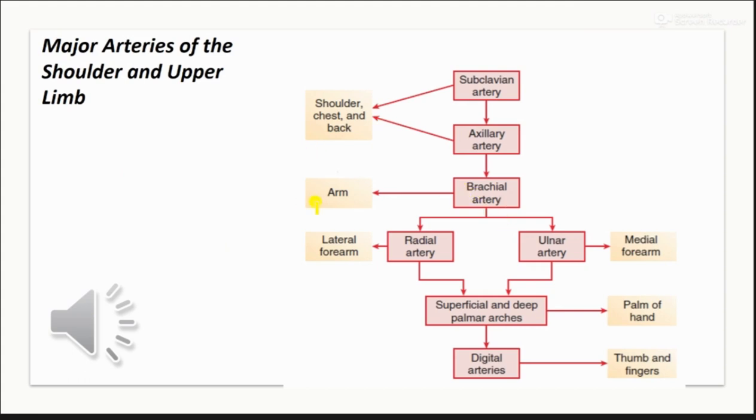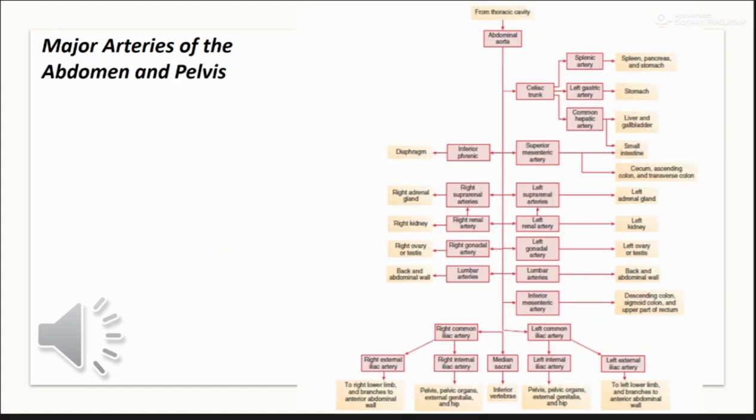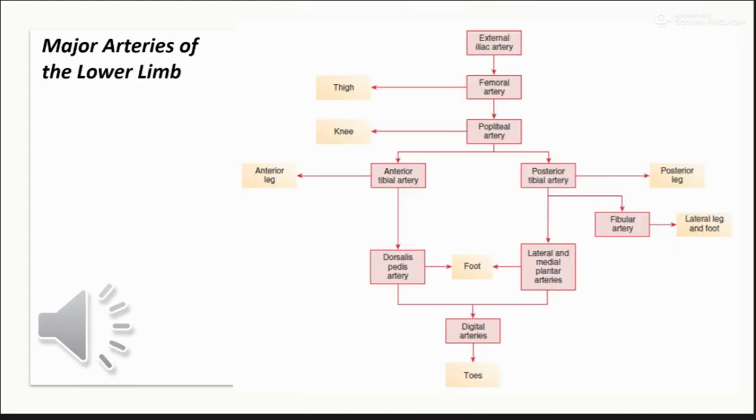Brachial artery, axillary artery, subclavian artery. Okay, the major arteries of the abdomen and your pelvis, from the abdominal aorta, and then these are the branches, and the major arteries of the lower limb, as you can see now, from your external iliac artery.